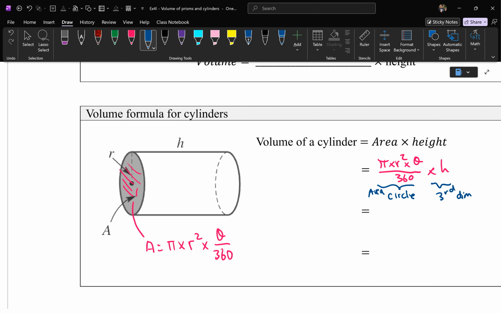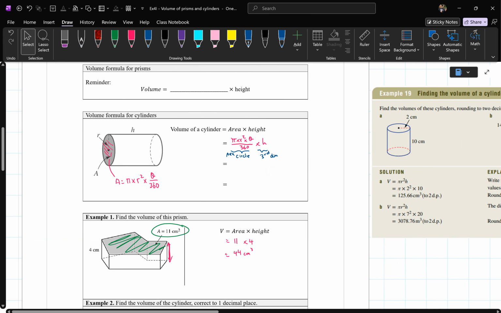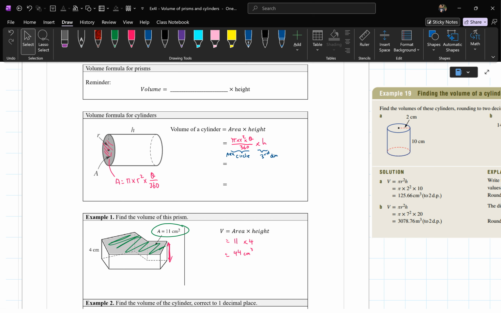Eventually, you're just going to work with different random shapes. You get different parts of the shapes, but your aim is to find the area of the cross-section first, times by the third dimension. Okay? So that's quite a bit of theory. I'll probably pause there so that you can have some time to practice H and I.